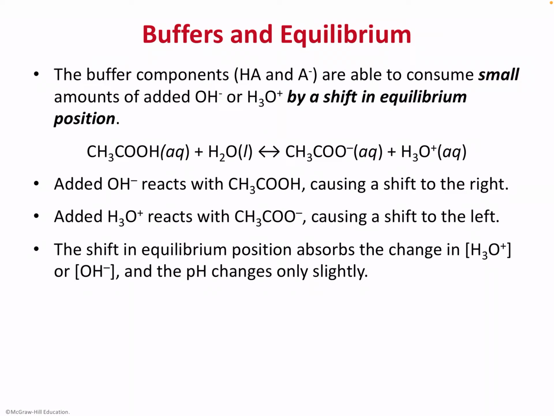Buffers and equilibrium. The buffer components, HA, your acid, and the conjugate base, are able to consume small amounts of added hydroxide or added acid by a shift in equilibrium position. Okay. Now, what happens when you add a little bit of base or a little bit of acid? How does it shift its equilibrium? Let's look at that. This is our base equation where acetic acid with water, this is how we dissociate. It forms acetate ions and hydronium ions.